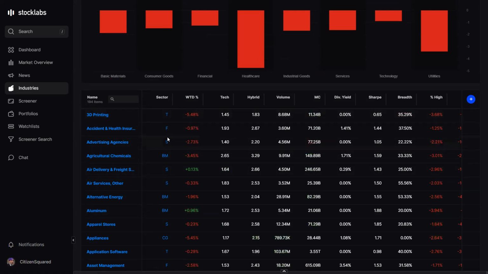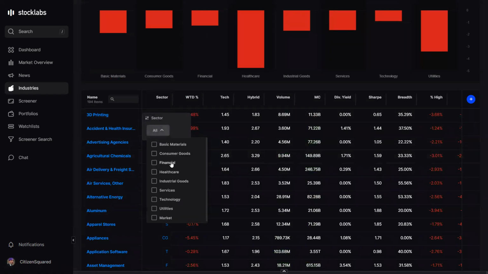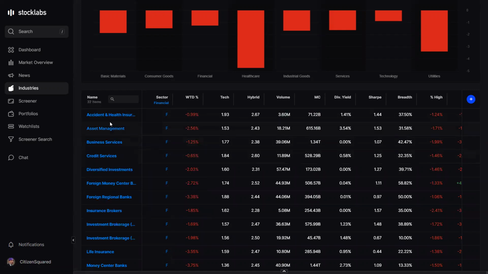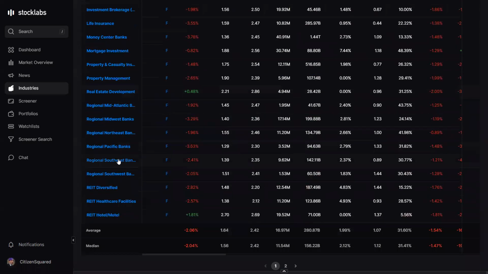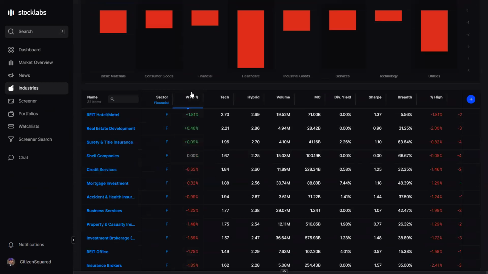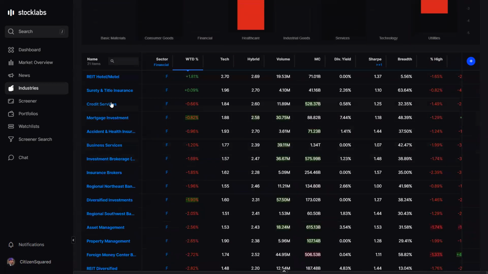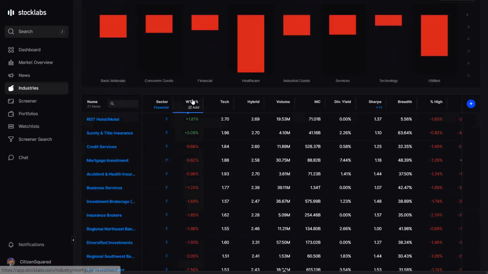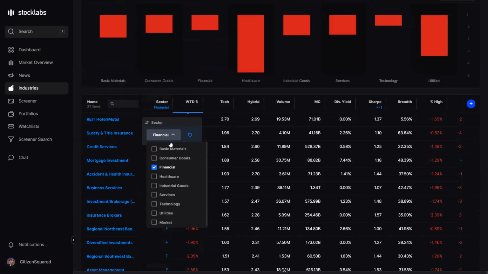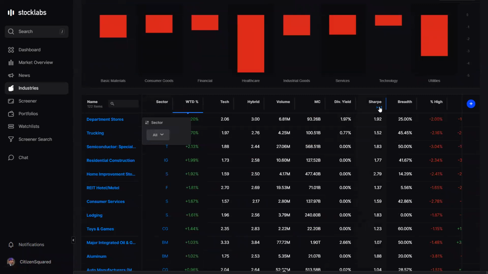So there's tech, there's financials, and anything. So if I only want to see financials, these are all the subcategories within financials, and then I can do anything with these via these columns, sort them, or say I only want Sharpe ratios greater than, let's just say 1. So it'll reduce the data set more. You can play around with this any way you want to narrow down things you're trying to find.